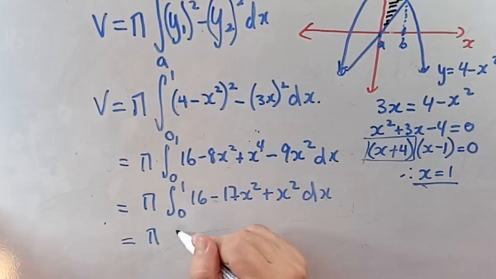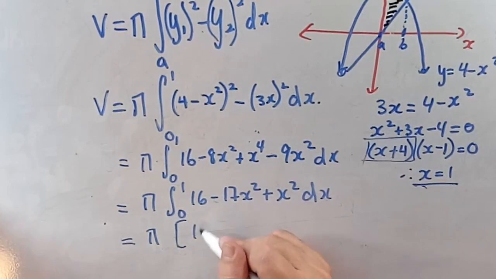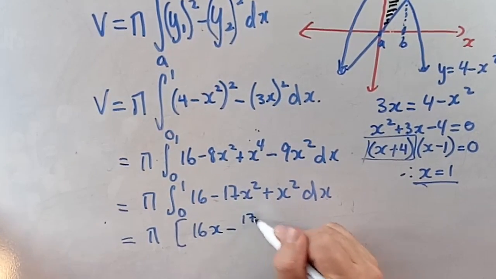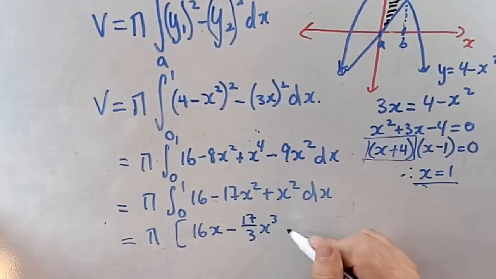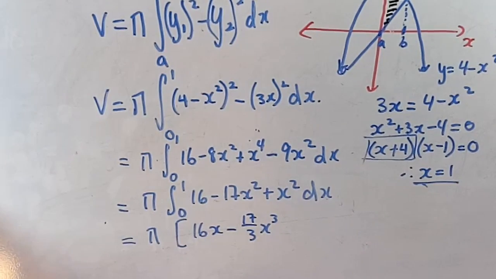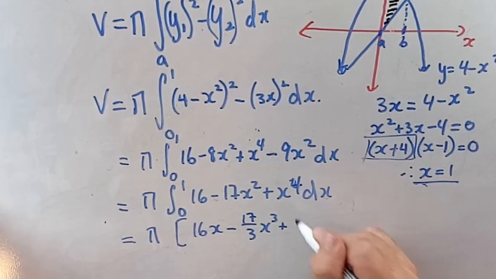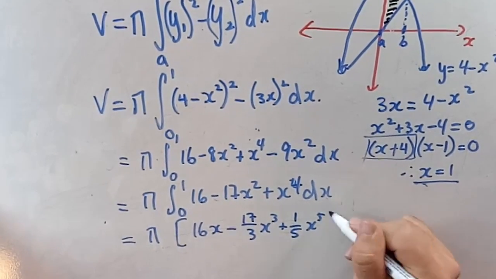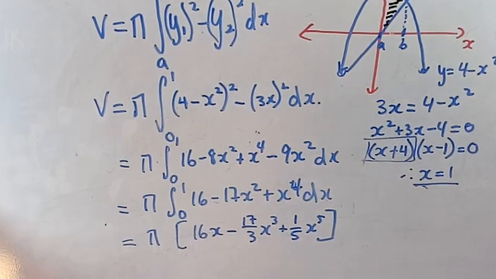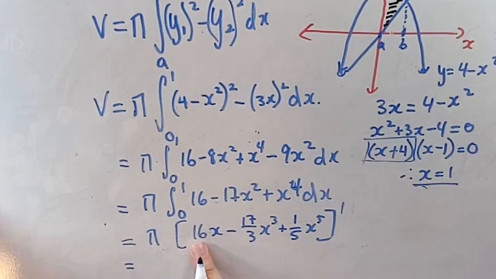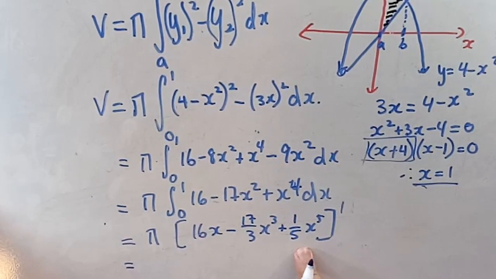That equals pi times, you can take that integral, 16x minus 17 on 3 x cubed, plus 1/5 x to the 5. Oh, we want to evaluate that between 0 and 1. When we put in 0, that's just nothing. So let's just evaluate it at 1. I get 16 minus 17 on 3 plus 1/5.